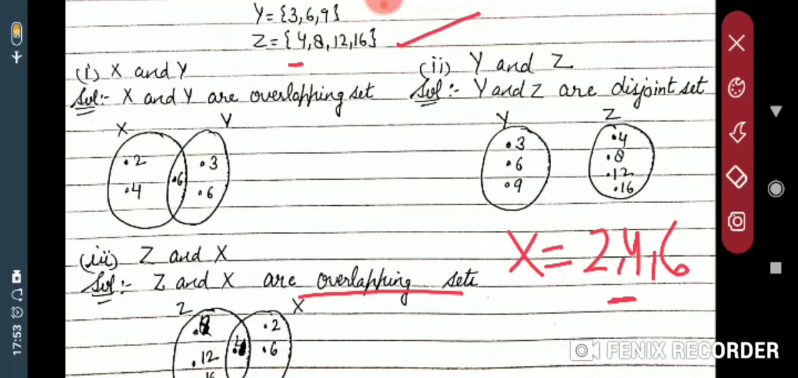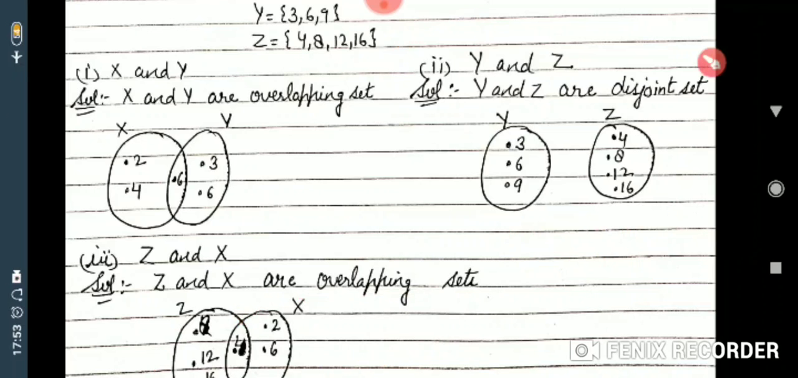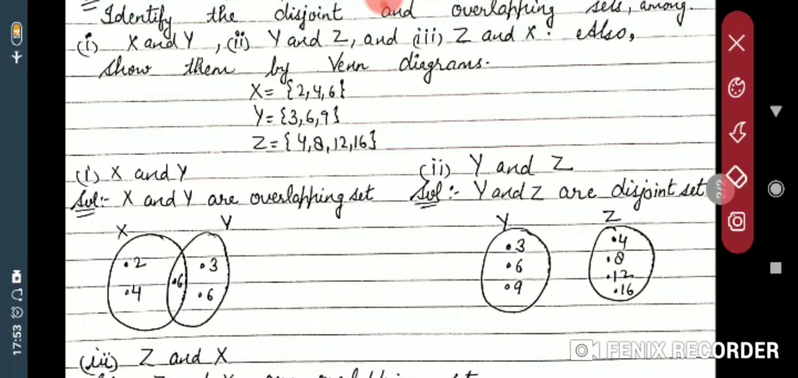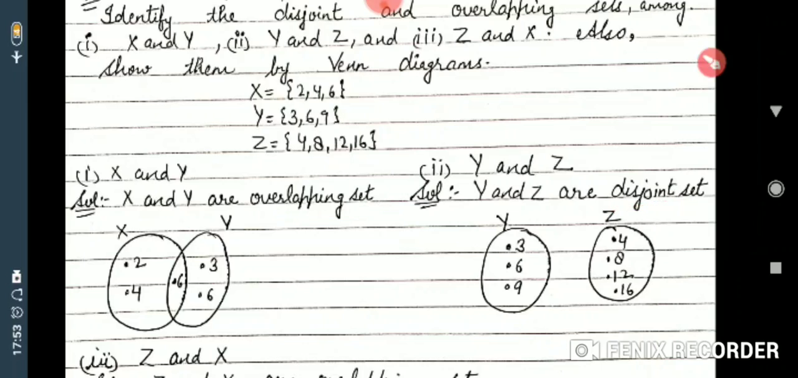And how you can represent it by the Venn diagram? 4 will be here only. The remaining elements of Z are 8, 12 and 16 and the remaining elements of X are 2 and 6. So by this way you can represent them with the help of Venn diagram. Let's recapitulate it. Overlapping means if there is any common element then the set will be overlapping set, and if there is no common element then the set will be disjoint set.